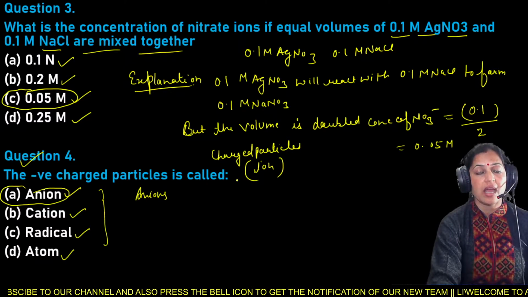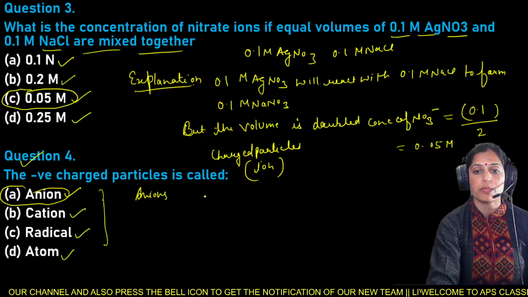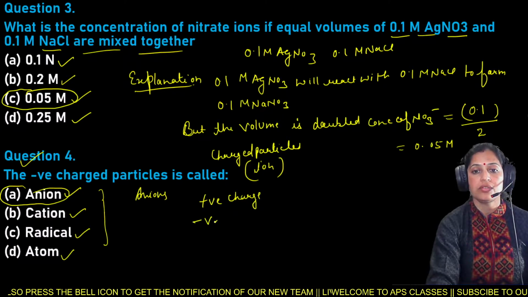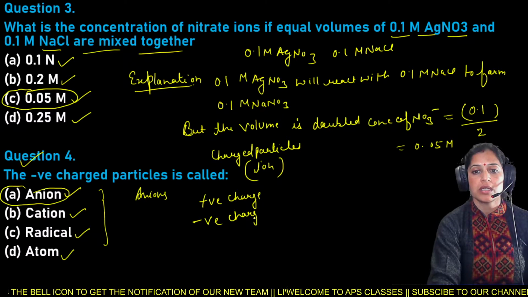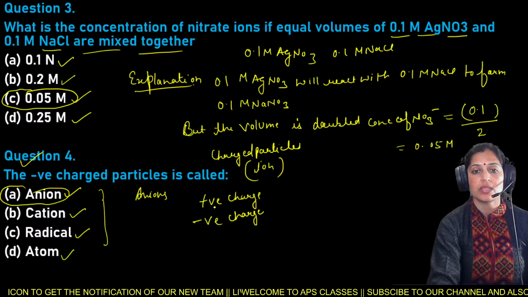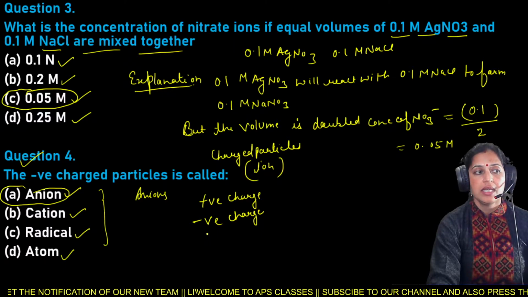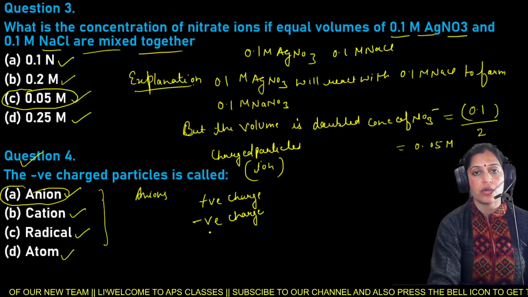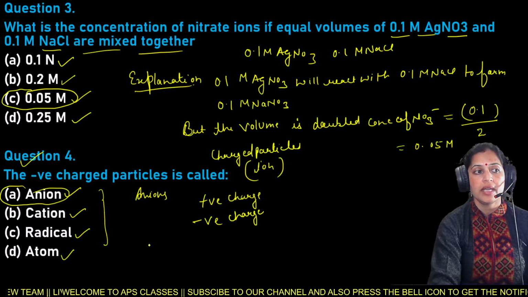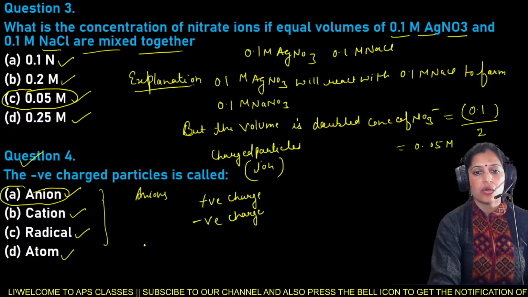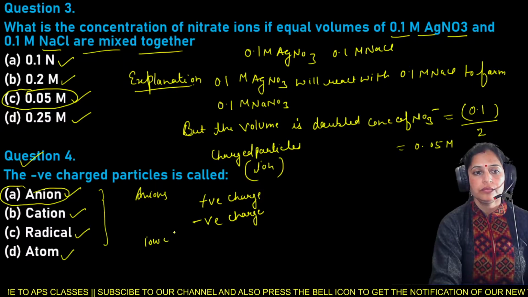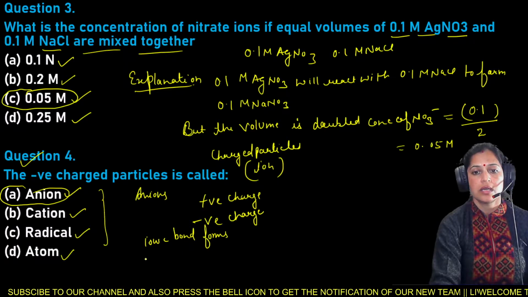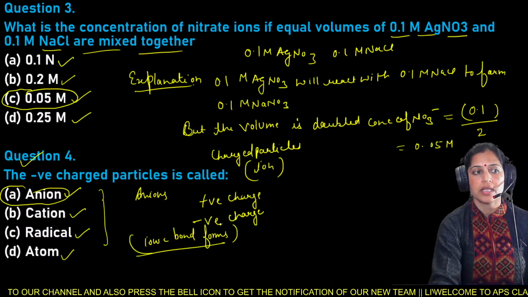Whatever charged particle it is, that is called an ion, having positive and negative charges. उसके ऊपर पॉजिटिव चार्ज भी हो सकता है and it can also carry the negative charge. The charged particles are called ions, and they carry positive or negative charge. And this happens whenever an ionic bond forms. और इसको कब कहा जाता है? It is called that whenever an ionic bond forms.